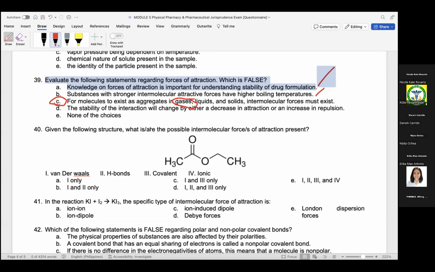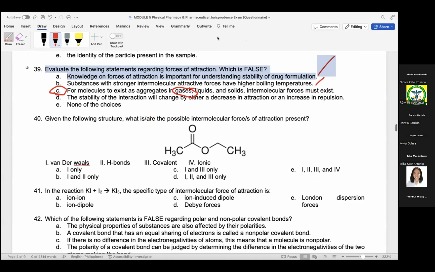incorrect statement. Yung letter D, if you want to read it, the stability of the interaction will change by either a decrease in attraction or an increase in repulsion. That is also true. So gases, again, they move independently. They do not have intermolecular forces of attraction.